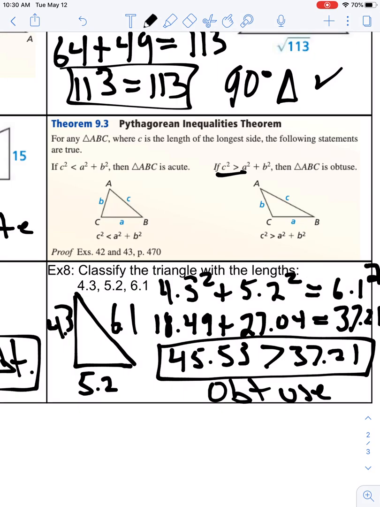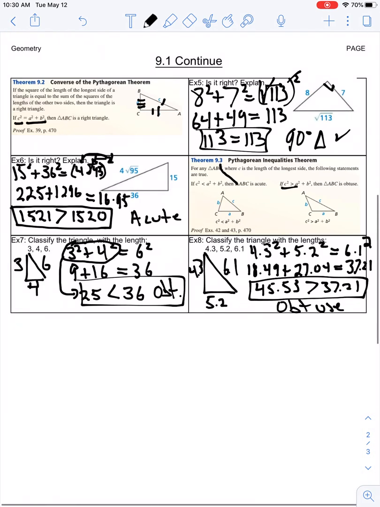And again, it's just looking at those theorems, looking at those statements, and we do the math, and it tells us what kind of triangles they are. I hope that was helpful. I need to upgrade my pen because it's like writing with a gigantic thumb.